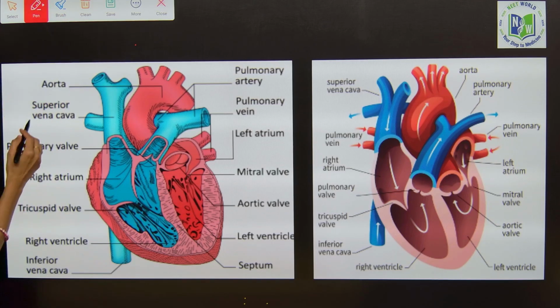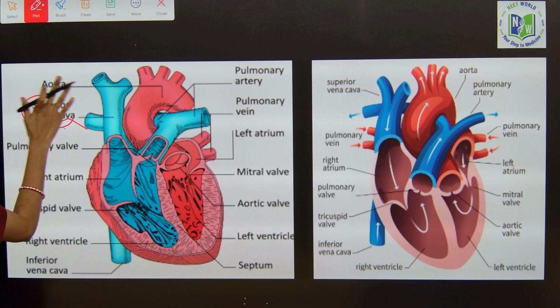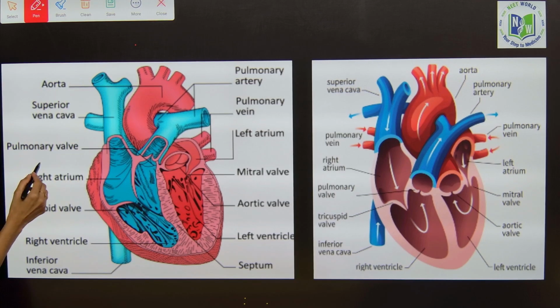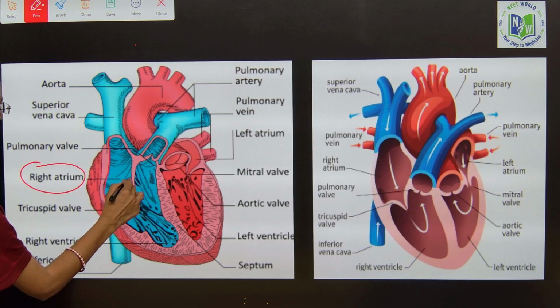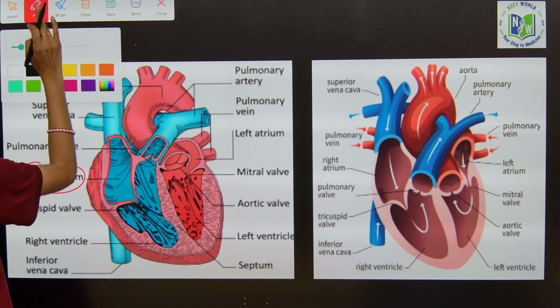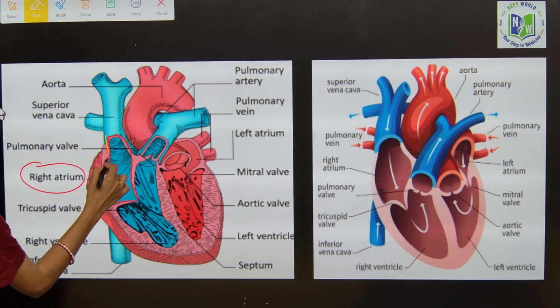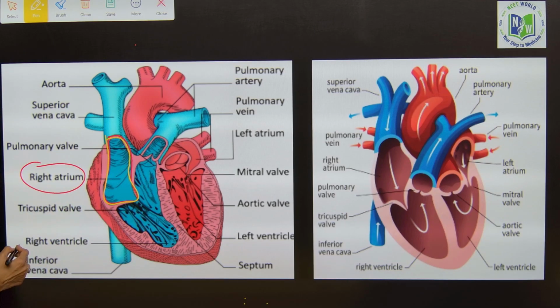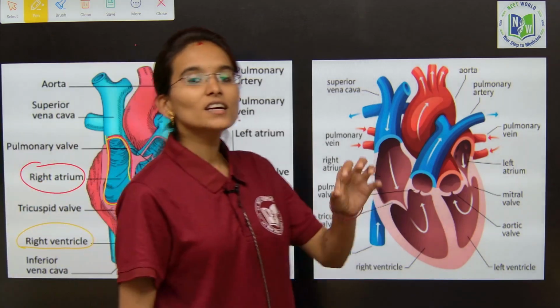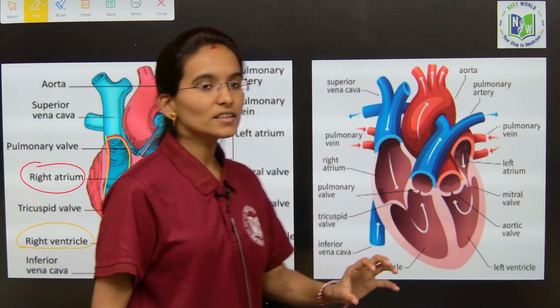Can you see here, my dear students? First have a look at the right atrium. Can you see the blue colored structure that I am outlining here? This is the right atrium and this is the right ventricle, my dear students. So we have the right atrium and right ventricle.